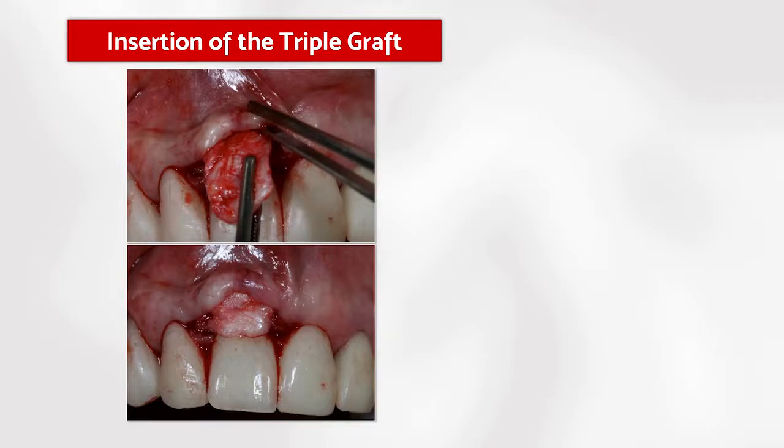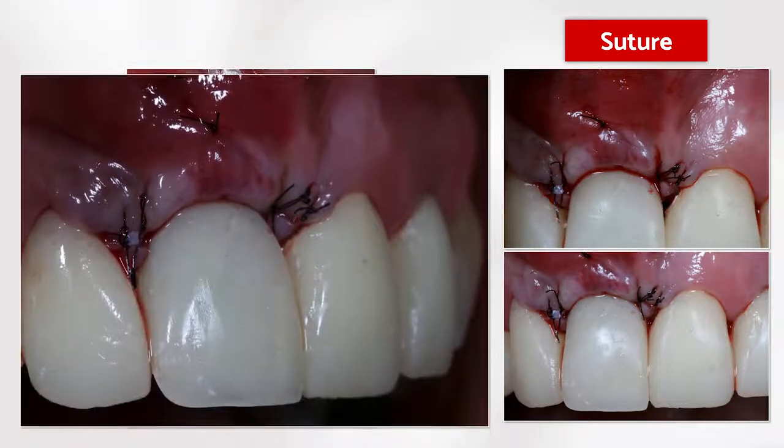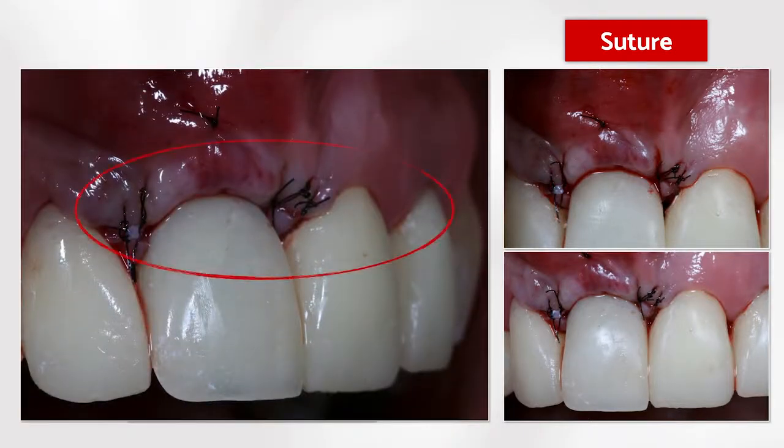Here we are seeking the right position of the triple graft. After we got it, 1 stitch was enough to stabilize the triple graft and 2 more stitches in each papilla. And pay attention that we left the gingival margin position at the same level of the opposite side. We don't need to overbuild this area.